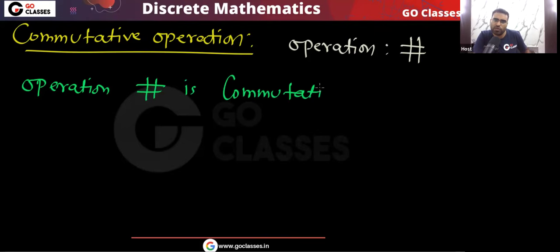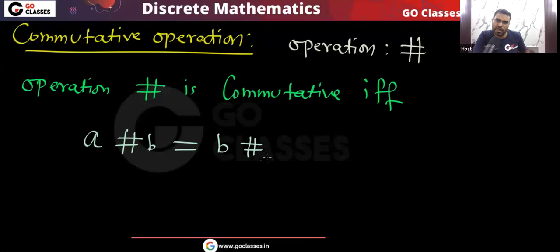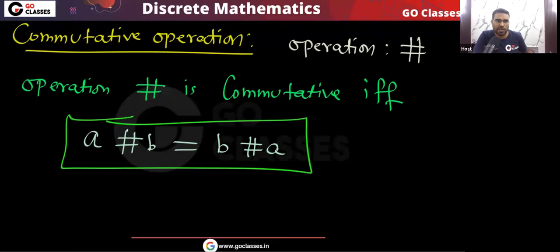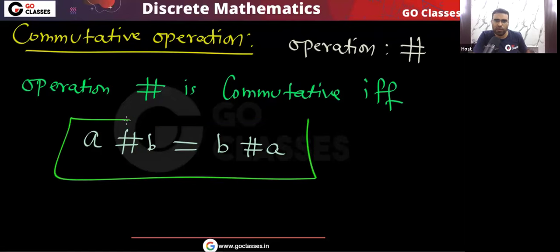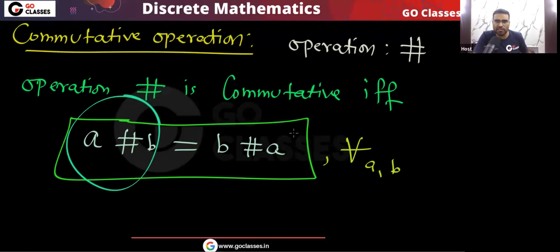What is the definition of commutative? This is commutative if and only if, very simple point, A hash B is the same as B hash A for all A comma B. Whatever A comma B you take, this A hash B should be the same as B hash A. Basically, this is the commutative rule, you can swap their places. A hash B equals B hash A.